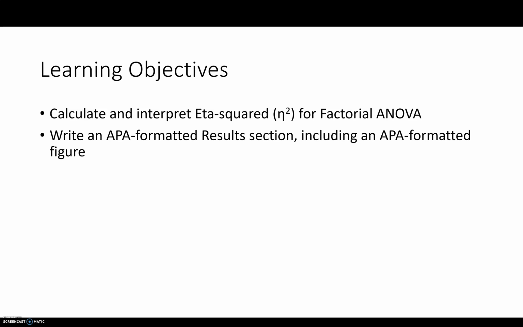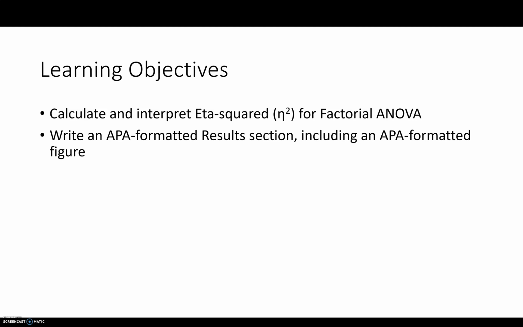We'll talk about effect sizes in this one, specifically a measure of effect size called eta squared. Got a new Greek letter here, eta. For Factorial ANOVA, you should be able to calculate it, which is a very simple calculation, and interpret that.